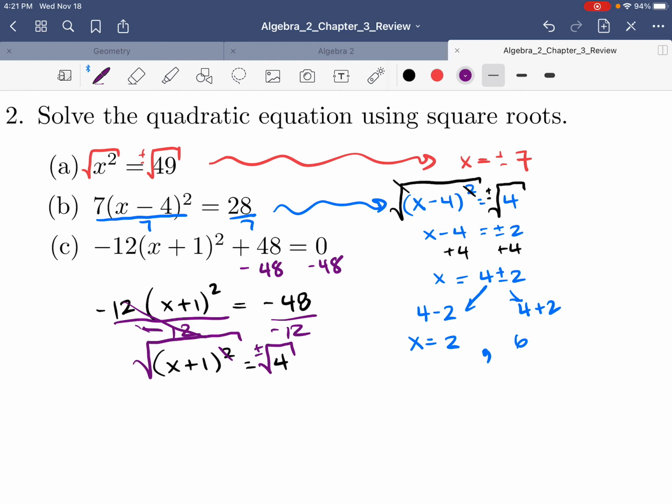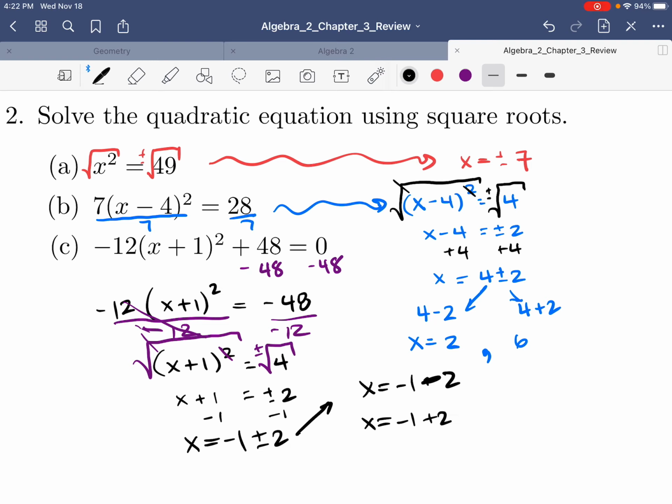All right, the square and the square root cancel. The result is x plus 1. Once again, the parentheses are no longer necessary because the square is gone. And we get positive negative square root of 4, which is 2. Take away the 1 from both sides, minus 1, and we get x equals negative 1 plus or minus 2. So at this stage, you're going to write down your two answers. X equals negative 1 minus 2. I always like to put the minus 1 first. And x equals negative 1 plus 2.